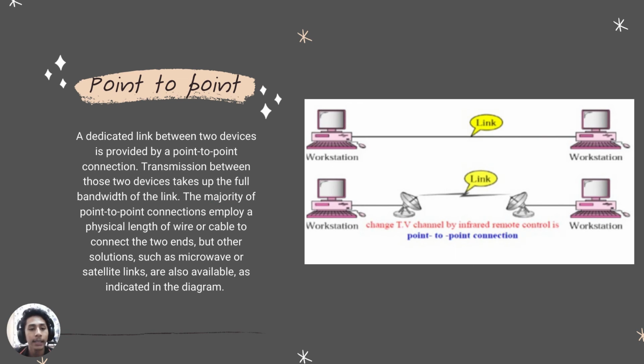Point-to-point is a dedicated link between two devices provided by a point-to-point connection. Transmission between those two devices takes up the full bandwidth of the link. The majority of point-to-point connections employ a physical length of wire or cable to connect the two ends, but other solutions such as microwave or satellite links are also available as indicated in the diagram.